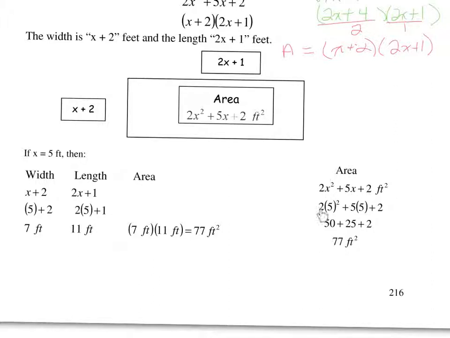every x, 2 times 5 squared, well, square the 5 first, we get 25. 25 times 2 is 50, plus 25. 5 times 5 is 25, plus 2, and that comes out to be 77. And you can see these are equal, which means that you have the right factors.